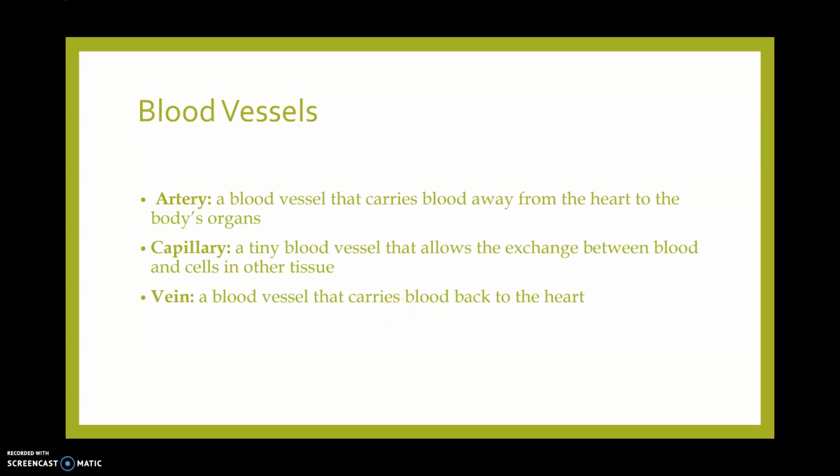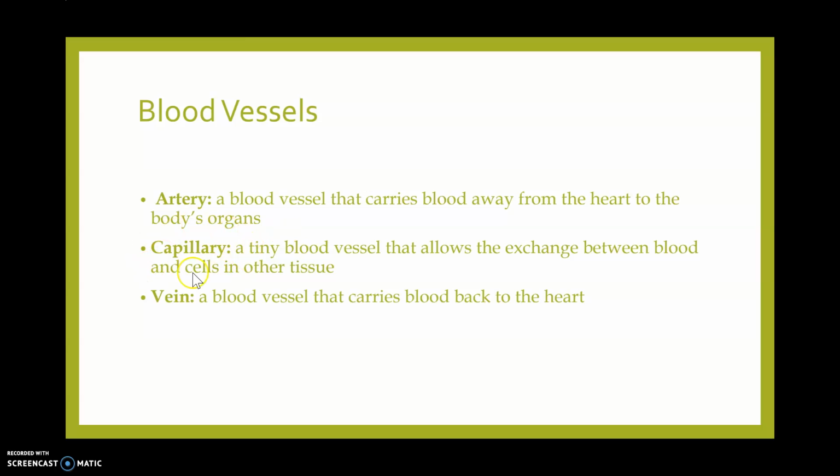Hi everyone, so we're going to continue on here with our cardiovascular system, starting with our blood vessels. I have mentioned this before, but I wanted to give a nice concrete definition of what our blood vessels are. The first one is our arteries, and these are blood vessels that carry blood away from the heart to the body's organs. An easy way to remember that: artery carries blood away. They start with the letter A, so that might be an easy way to remember it.